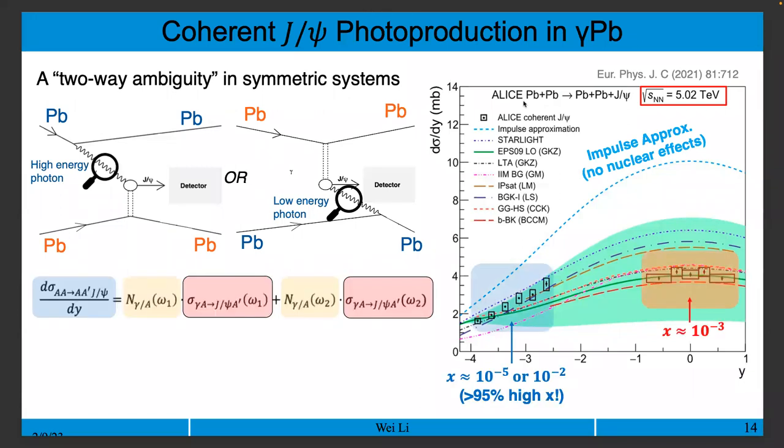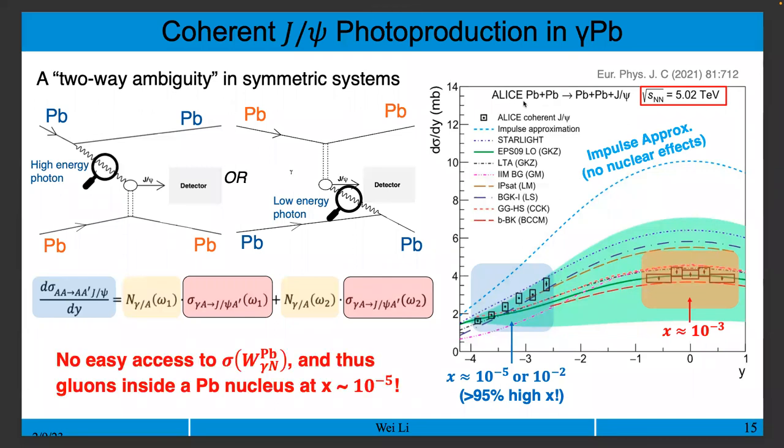Now, this is not a problem at mid rapidity. Mid rapidity is symmetric, so you know exactly what x of gluon you are probing. But if you go away from mid rapidity, for example, take a very extreme case, rapidity around 4, you get a mixture of x from 10 to the minus 5 and 10 to the minus 2. They mix together, and it is actually dominated by the large x contribution. So in this measurement, we don't have sensitivity to the gluon distribution in the nucleus at very small x, or 10 to the minus 5. From this data, we don't have direct sensitivity to that.